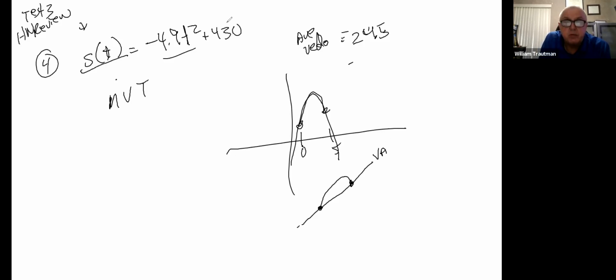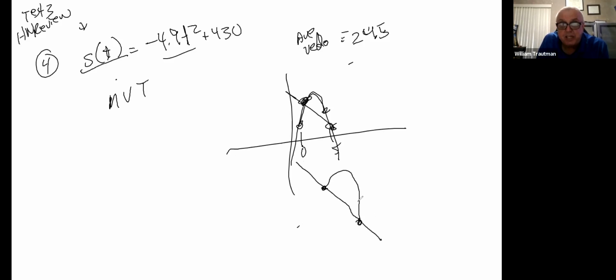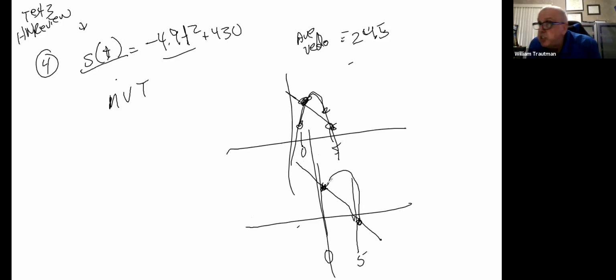Oh, by the way, I drew that wrong. Since it's negative, maybe we're looking at this part from here to here, because it's a negative slope. There we go. That's 0, and we're going to call this x-axis 5. It says use the mean value theorem to verify that at some time during the first 5 seconds of fall the instantaneous velocity equals the average velocity.